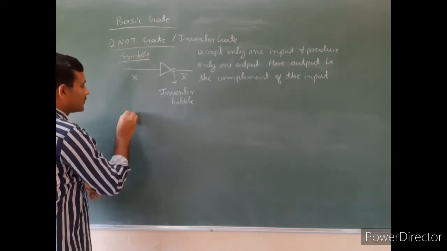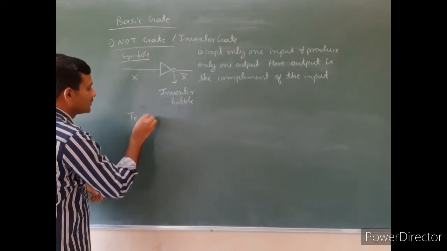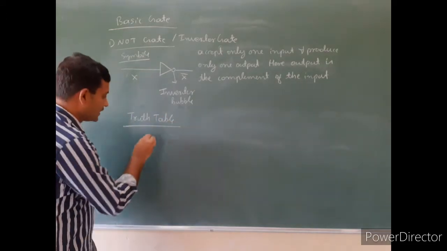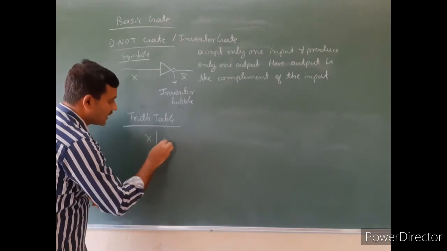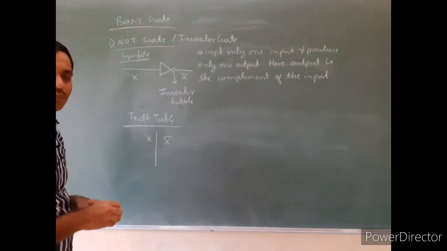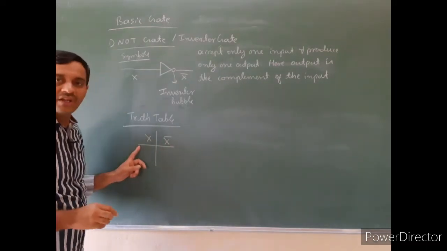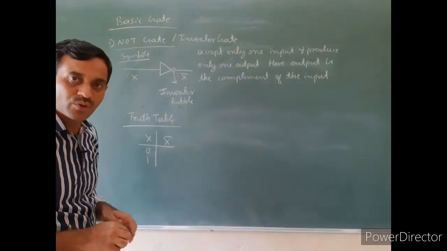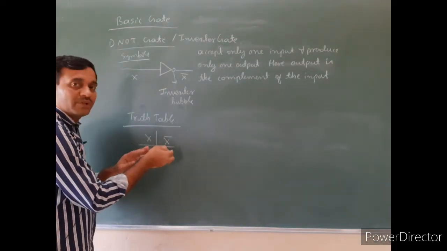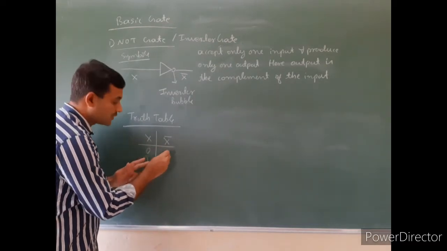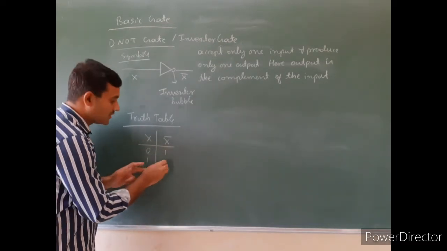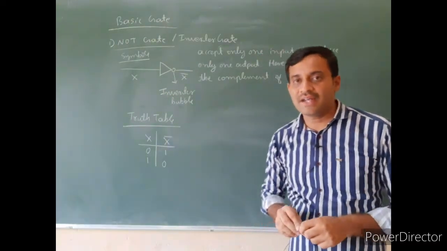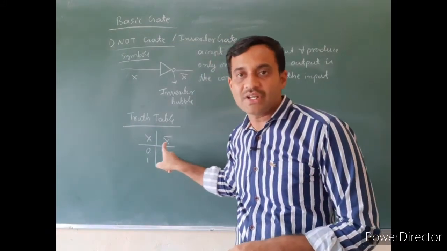Let's see the truth table for the NOT gate. It accepts only one input signal X, then the output is X bar. If it is only one variable, then the possible values are 0, 1. Then what is X bar here? It complements the input. If it is a 0, then the output is 1. If it is 1, then the output is 0. This is the truth table for the NOT gate. It is an inverter gate. So input is X, then output is X bar.